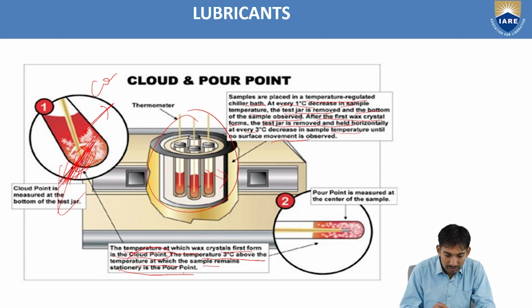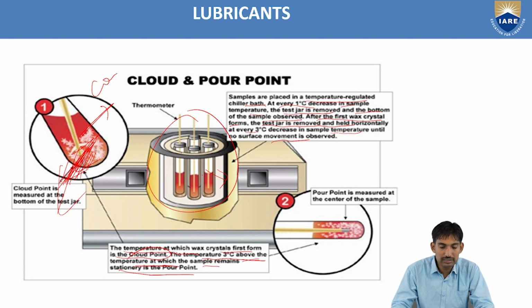After decreasing 3 degrees centigrade continuously, the temperature 3 degrees above the one at which the sample remains stationary is called the pour point. The pour point is measured at the center of the sample.